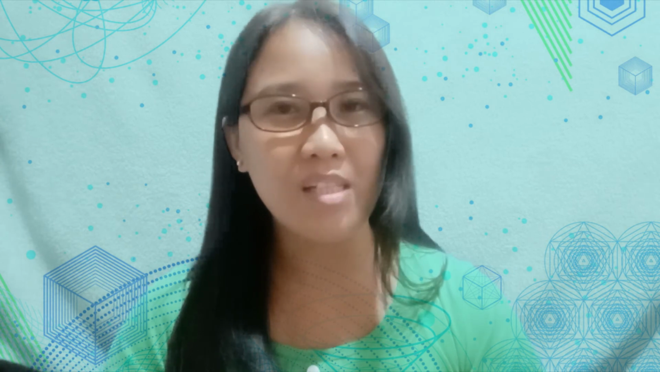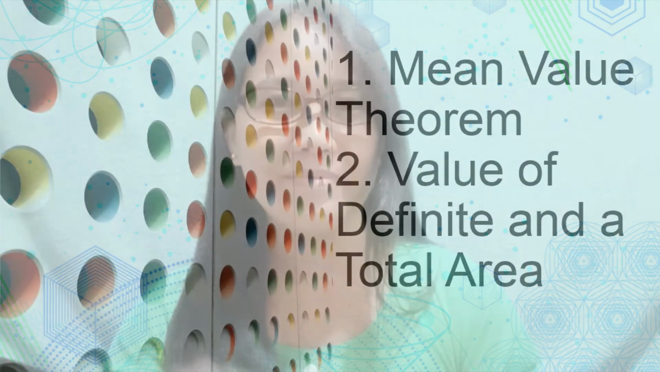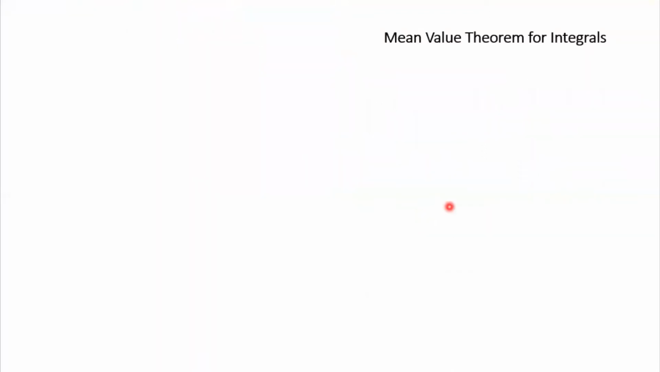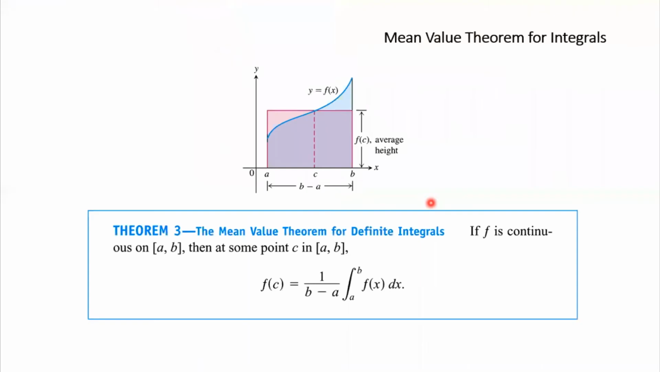First, I'm going to discuss the mean value theorem for definite integrals. Then this will be followed by the difference between the value of the definite integral and a total area. So here are the two topics: the mean value theorem for integrals, and the second one, which is the difference between the value of the definite integral and a total area. To understand more on each topic, we have examples.